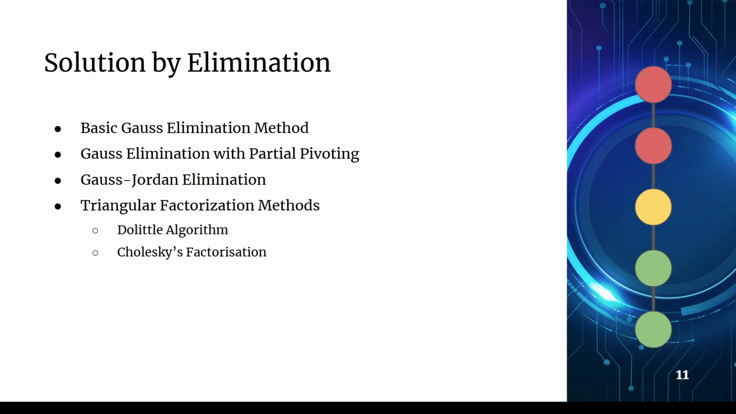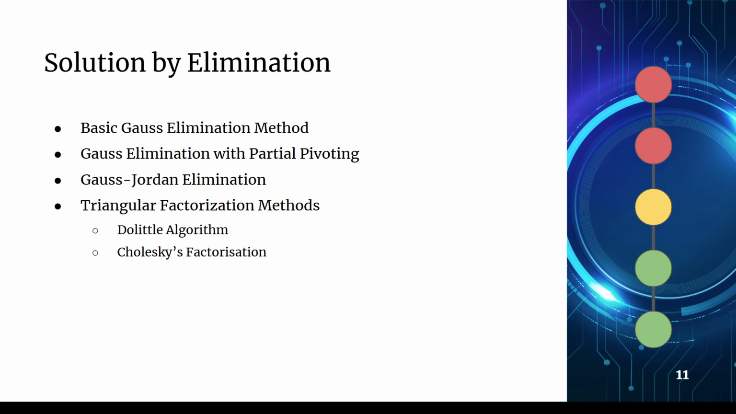There are lots of possible options over here. We can go for the basic Gauss elimination method, Gauss elimination with partial pivoting, and Gauss-Jordan elimination. There are triangular factorization methods like the Doolittle algorithm and Cholesky's factorization, but to be honest, we will not be going through all of them. We will go through the basic Gauss elimination method. The second one is Gauss elimination with partial pivoting.